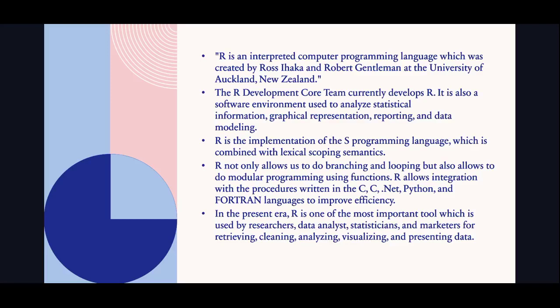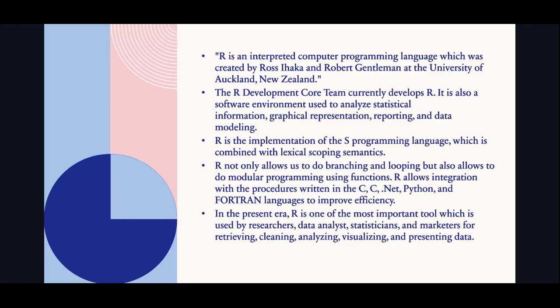R is a dialect of the S language. This means R is the implementation of the S programming language, which is combined with lexical scoping semantics. R not only allows us to do branching and looping, but also allows us to do modular programming, as we have discussed in the previous slide, using functions. R allows integration with the procedures written in the C++, .NET, Python and Fortran languages to improve efficiency. This means R is compatible with many other programming languages.